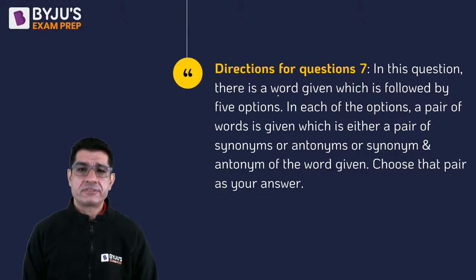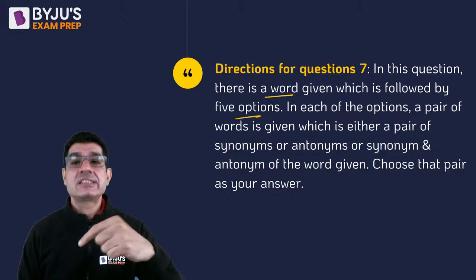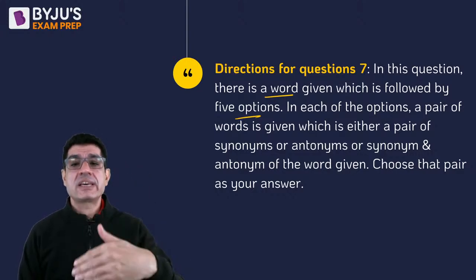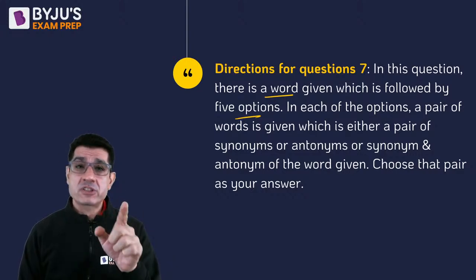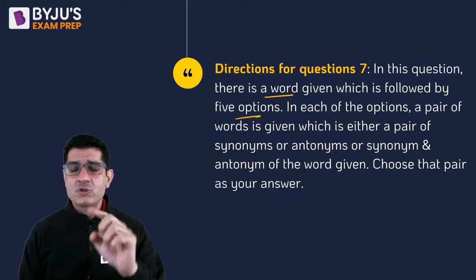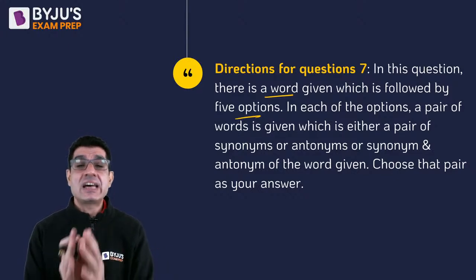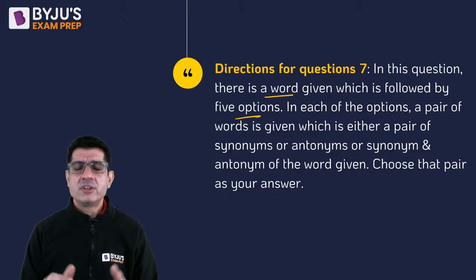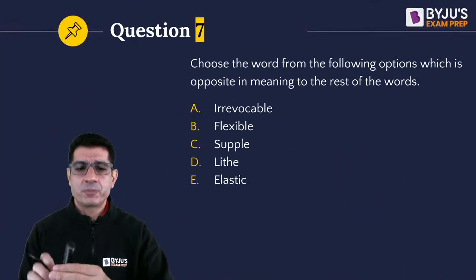So what do you have? You have a word which is followed by 5 options. In each of the options, you'd find a pair of words. Now, if both those words are synonyms of the given word or antonyms of the given word, or if one of them is a synonym, the other one an antonym, then you choose that as your answer. Otherwise, if any of those two words is unrelated to the word given to you, you can eliminate that answer. So here is the question for you.